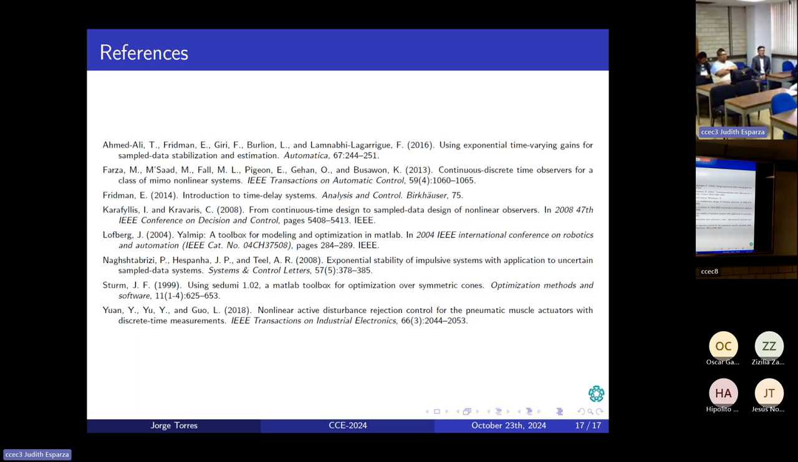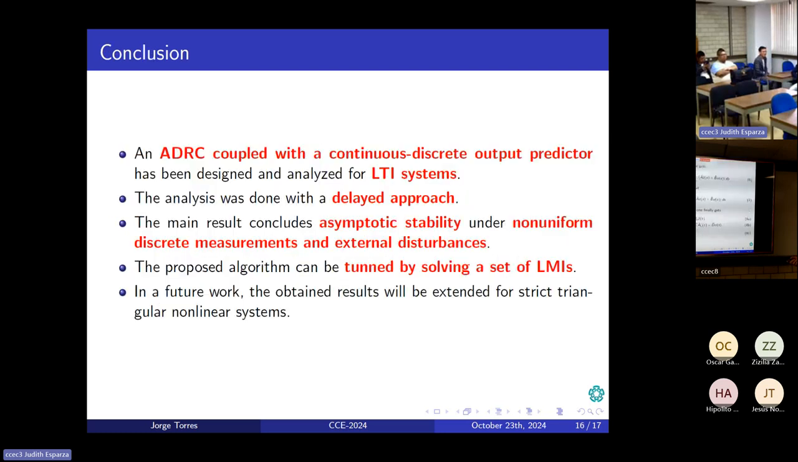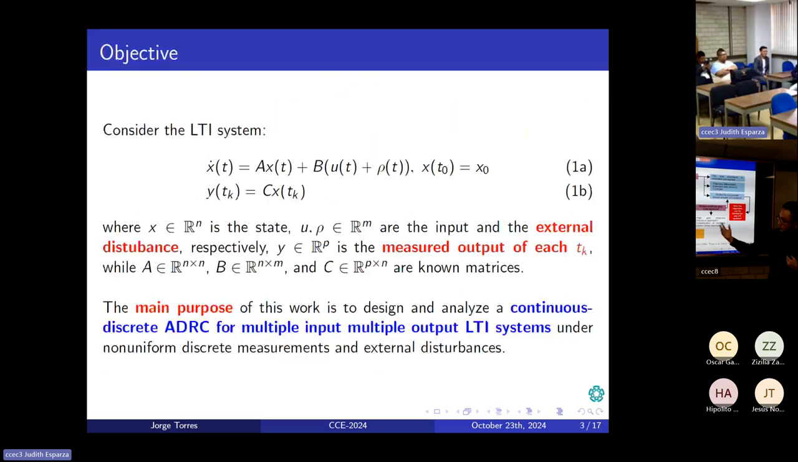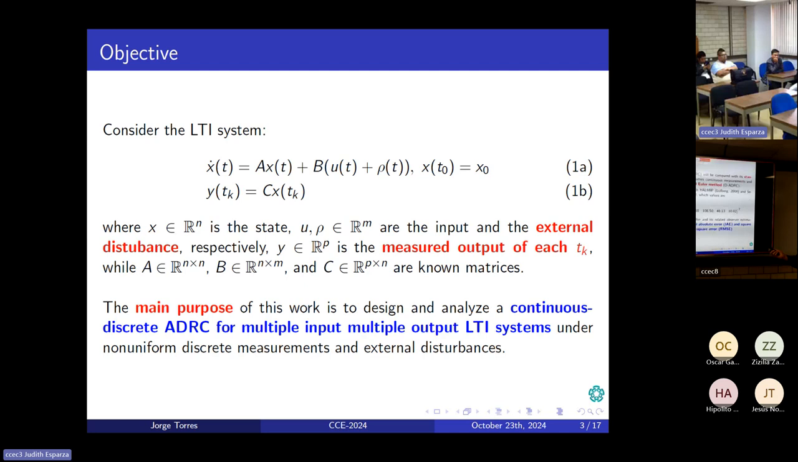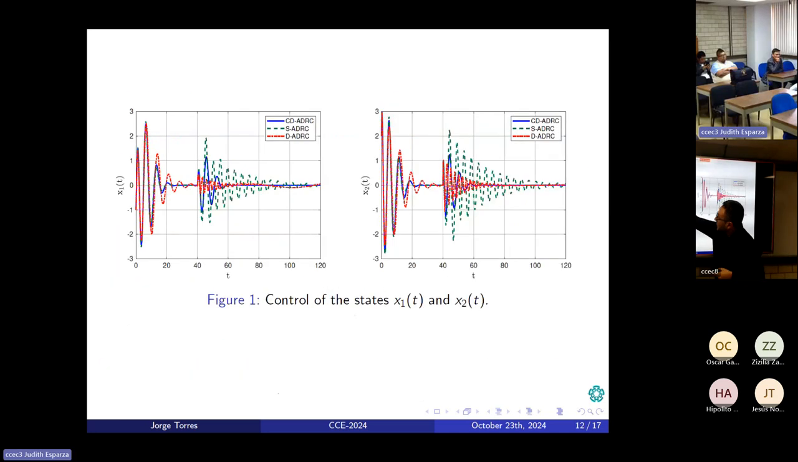Remember, I don't want to use discretization. This is a good question, but I don't want to use discretization because of its main disadvantages. There are three main disadvantages of the discretization approach. One of the most important ones is that it loses the knowledge of the intersampling period, and it can be seen in the main results, because we can see that the discrete version has the worst behavior between the continuous discrete version and the standard version.